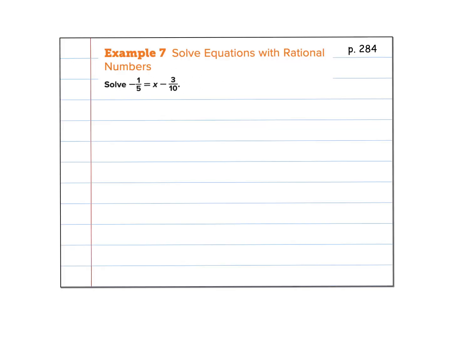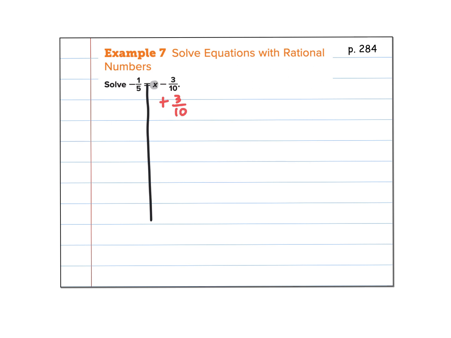All right, let's try one more. Example 7 on page 284. Now, again, you guys can do this off to the side, or you can just kind of watch as I do this top one. But here is the first problem. So I'm going to draw my line down. Okay, remember, our goal is to get the x by itself. So over there, I see a negative 3/10. So I'm going to think, well, how could I get rid of a negative 3/10? What if I added a positive 3/10 in?